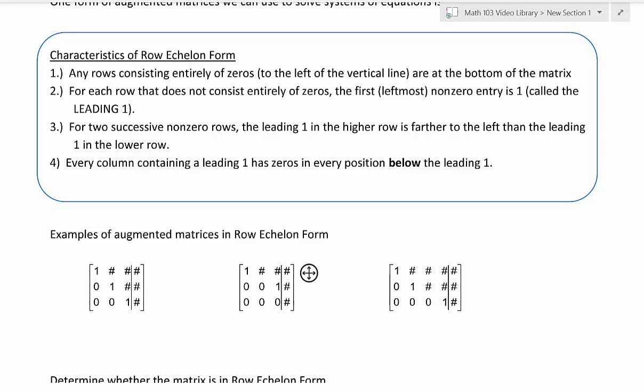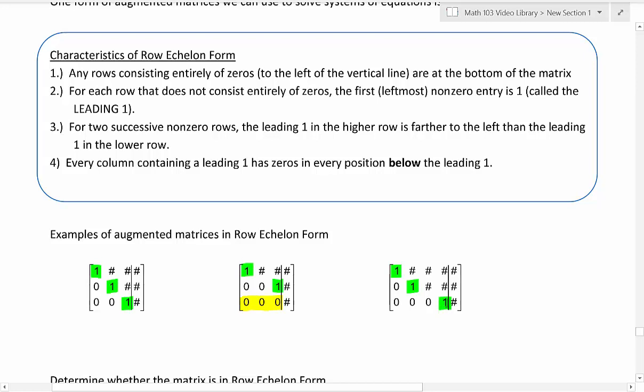So I have some examples of augmented matrices below the characteristics here. Characteristic number 1 said that if there was a 0 row, it's got to be at the bottom, and our middle example has that. So if there's a 0 row to the left of our vertical line, it's got to be at the bottom. The second characteristic says that each row that does not have all zeros, the first non-zero entry coming in from the left has to be a positive 1. And you'll see that we have that in all 3 of these examples. And these are called our leading 1s.